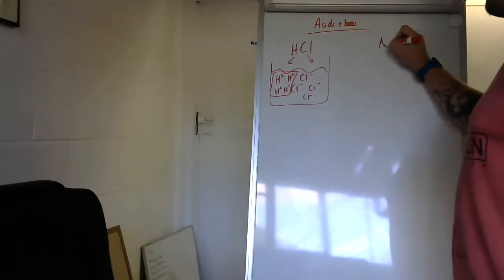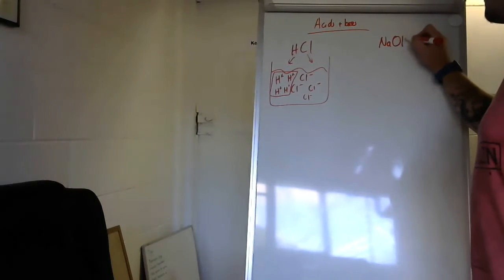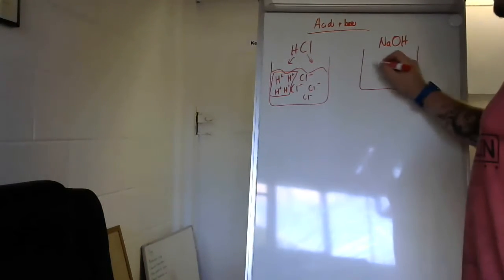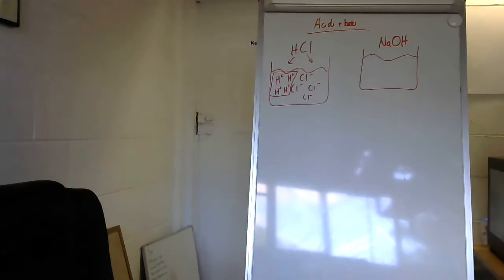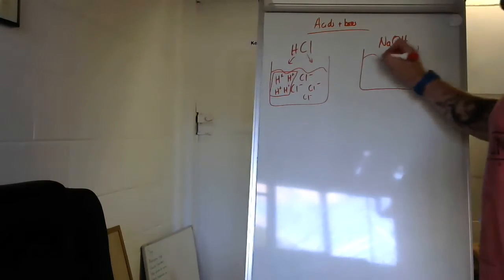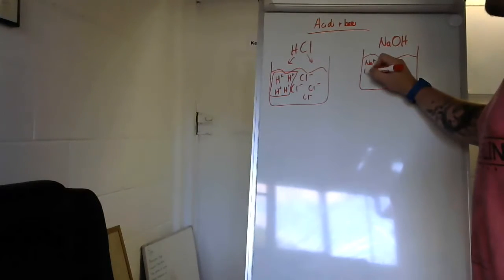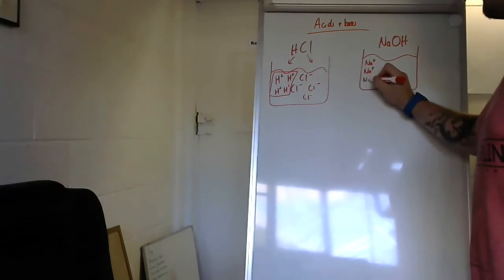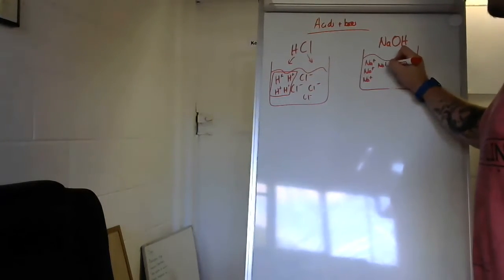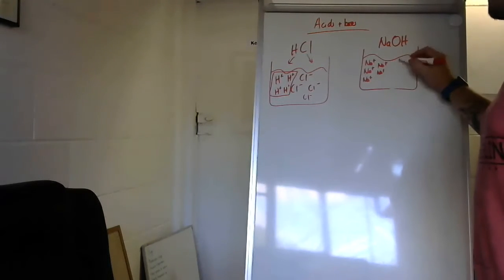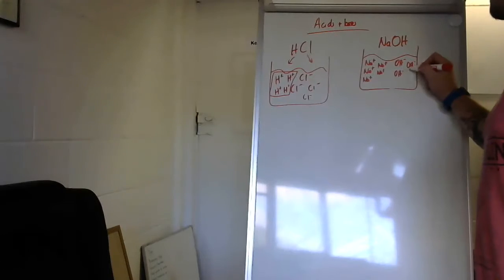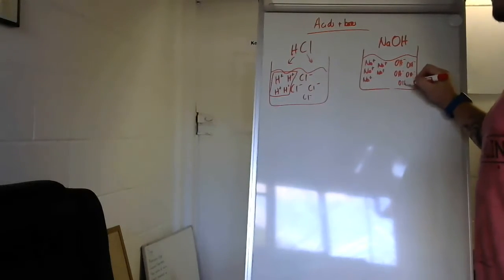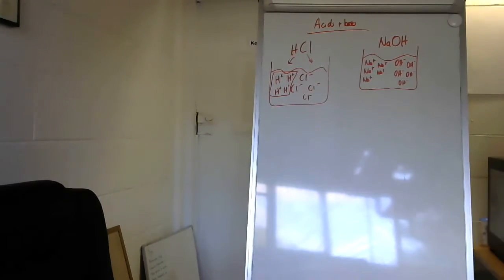Now let's take sodium hydroxide. We know because sodium is in group 1, it'll be positively charged in a compound. So we have Na+ and OH-. And it's the OH- that makes something basic.